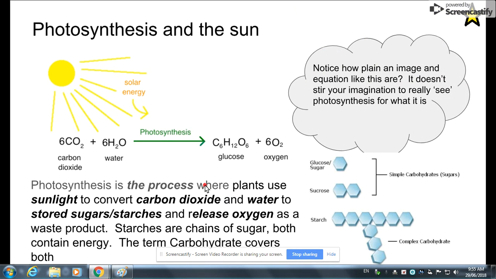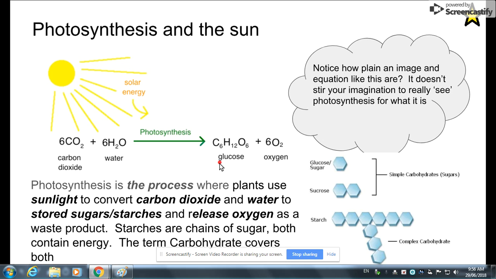Now, the plants do this through a process called photosynthesis. And you know photosynthesis from grade school, that plants breathe in carbon dioxide and they breathe out oxygen. But what you probably didn't know is they also take the carbon dioxide and the water and the sunlight and they build sugars with it.